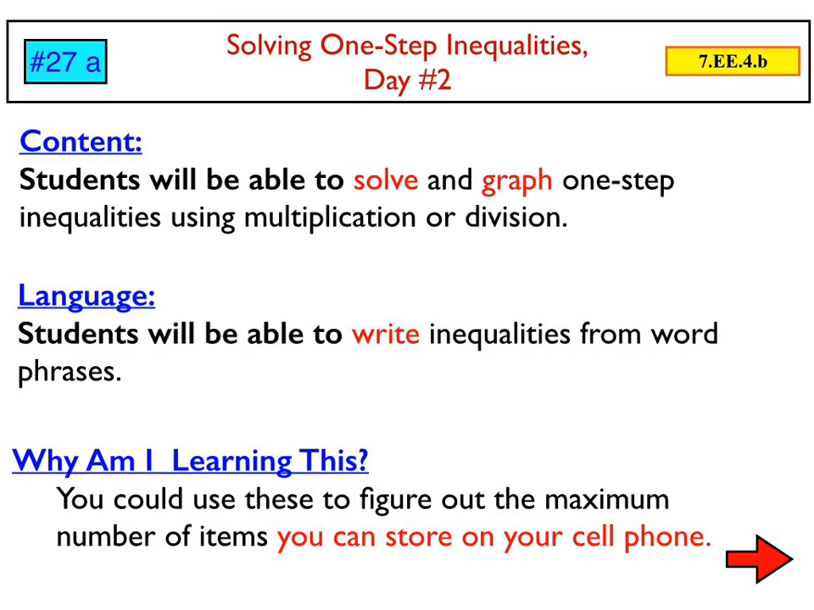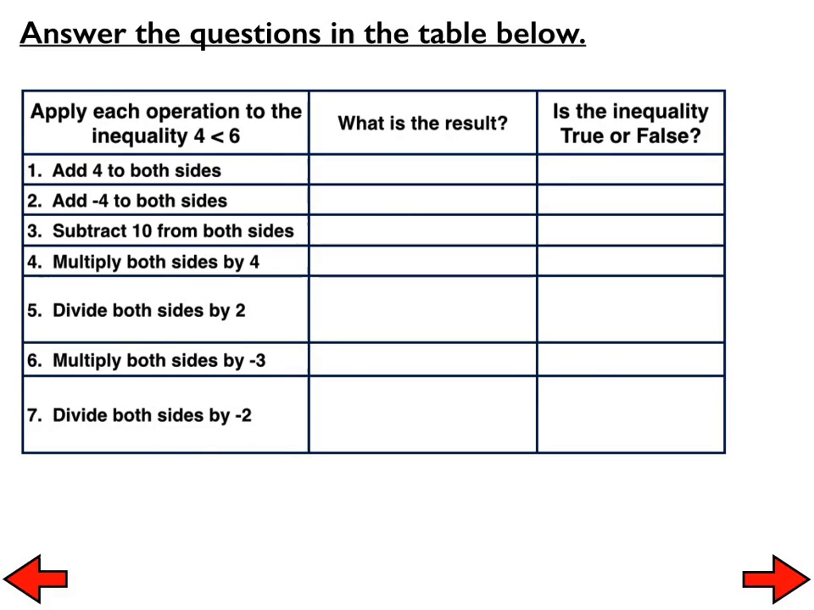Well, today, we cover the other half of that, which is solving and graphing one-step inequalities using multiplication or division. We'll also spend a little bit of time writing inequalities from word phrases. So, in your notes, we have this chart right here. And what we're going to do is start with this inequality right here. 4 is less than 6. And we're going to do some things to that inequality.